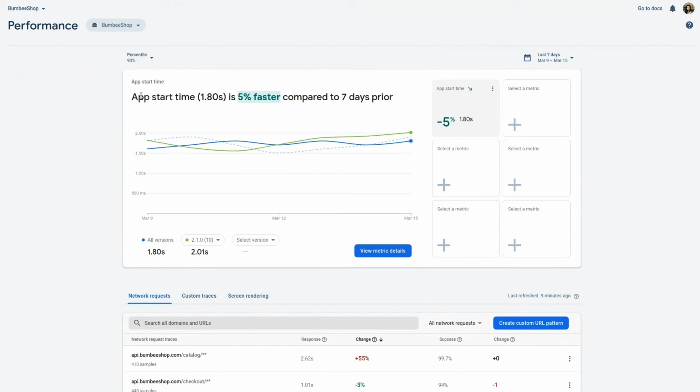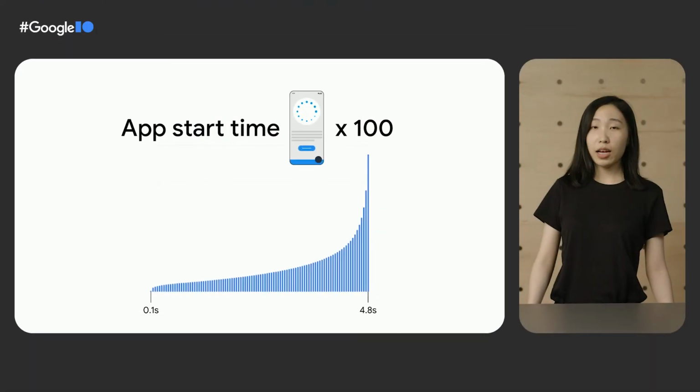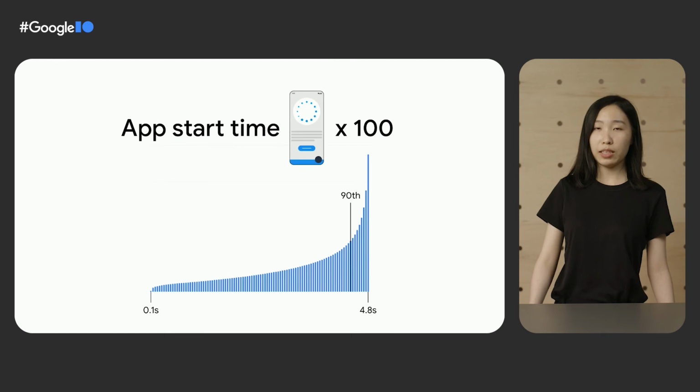What does percentile mean here? Let's say you have a total of 100 users who started your app, and you order these 100 app start times by duration from the shortest to the longest. Then, the 90th percentile of your app start time is the 90th app start time in this ordered list. 90% of your users have an app start time faster than this number, and 10% of your users have a slower app start time.